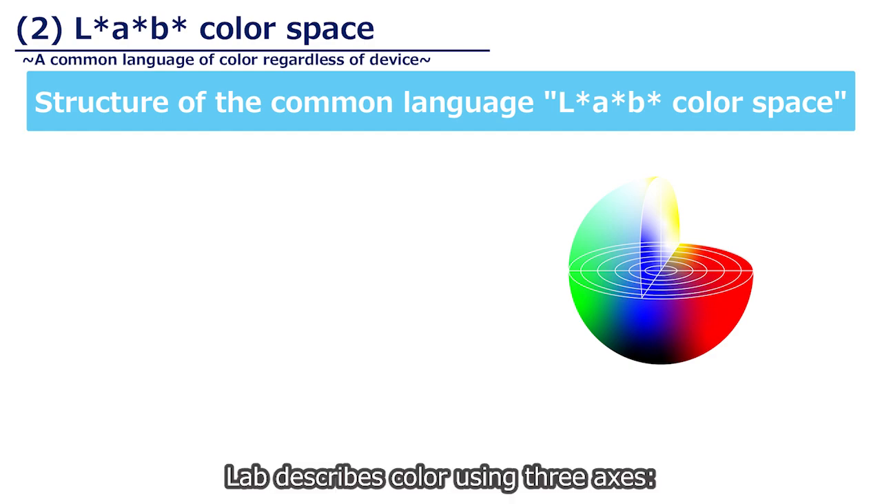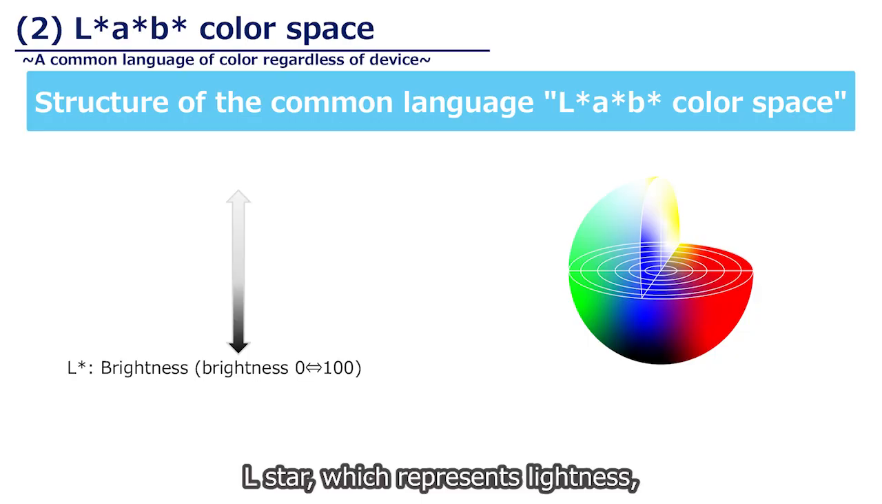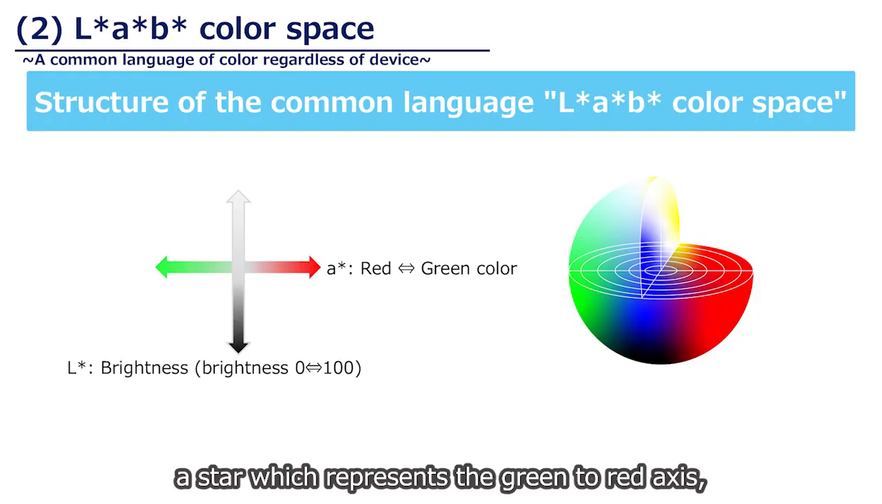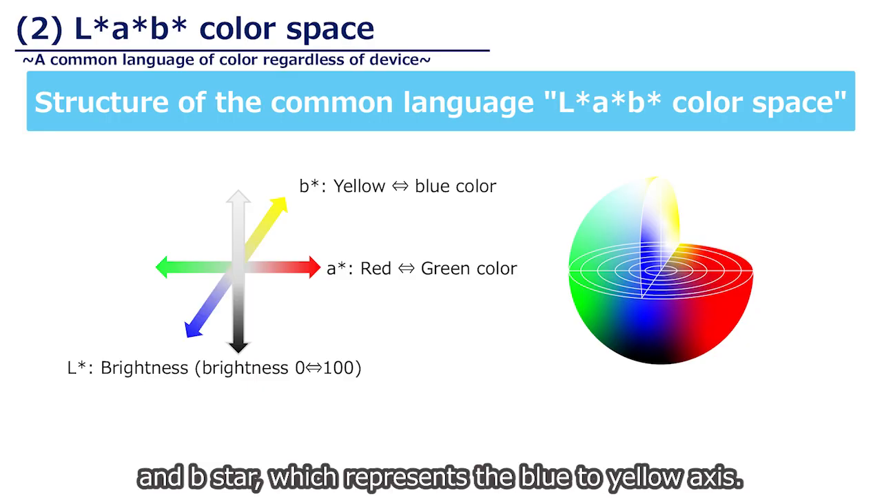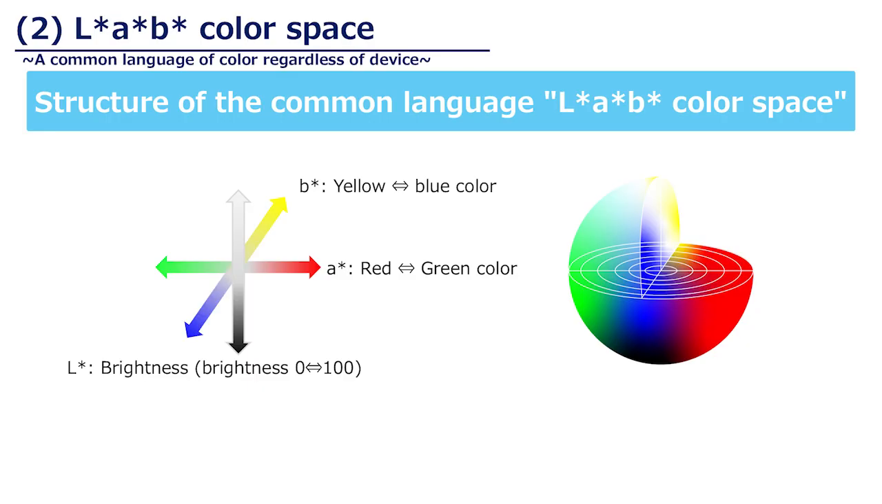Lab describes color using 3 axes. L star, which represents lightness. A star, which represents the green to red axis. And B star, which represents the blue to yellow axis.